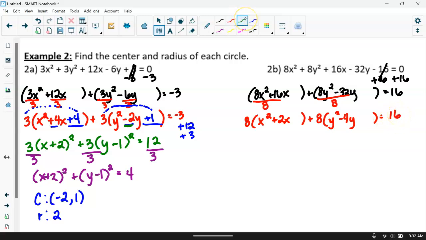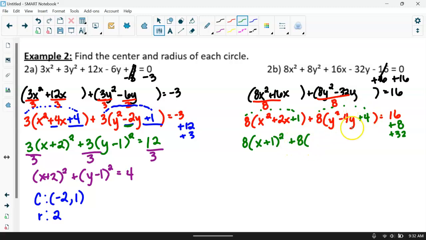So now here we go. We're going to half it, square it. Half of 2 is 1. 1 squared is 1. But don't add 1, add 8. Then here, half of negative 4 is negative 2. Negative 2 squared is 4. But don't add 4, add 32. So now here we've got 8 times x plus 1 squared from completing the square.